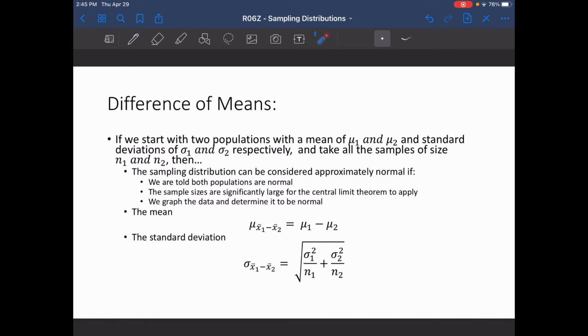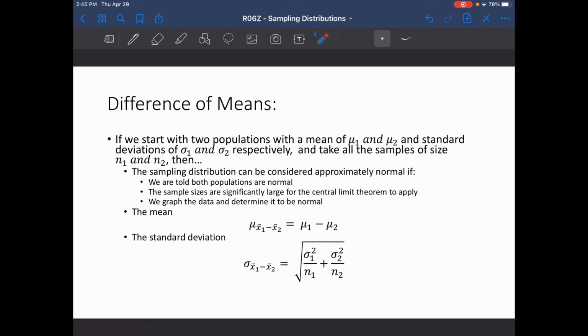Now, we also have a difference in means right here. So if we start with two populations with a mean of mu1 and mu2 and standard deviations of sigma1 and sigma2 respectively, and take all the samples of size n1 and n2, then the sampling distribution can be considered normal if we are told both populations are normal, or the sample sizes are significantly large for the central limit theorem to apply, and that means both sample sizes n1 and n2, or we graph the data and determine it to be normal. And then we find our mean difference, our sample mean difference, by just taking the population mean of 1 subtracted by the population mean of 2.